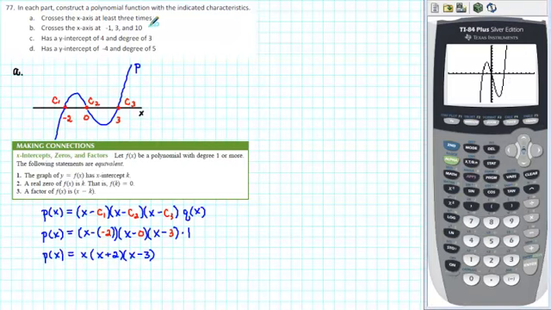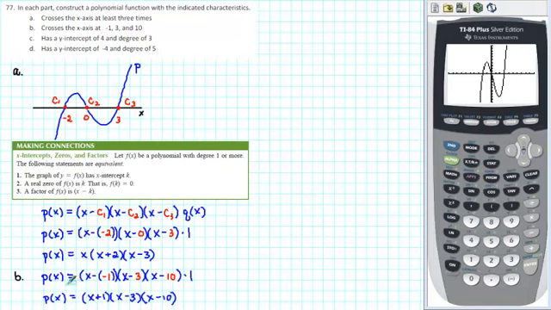For part B, we want to construct a polynomial function that crosses the x-axis at -1, 3, and 10. So we can use exactly the same strategy that we used for part A. We'll just let c1 be equal to -1, c2 be equal to 3, and c3 be equal to 10. We get p of x is equal to the factor x minus -1 times the factor x minus 3 times the factor x minus 10 times any non-zero polynomial that we like. I've selected 1. When we simplify, we get p of x is equal to x plus 1 times x minus 3 times x minus 10.